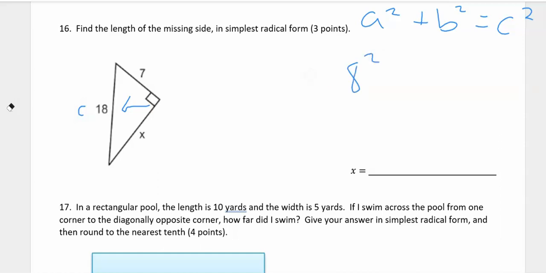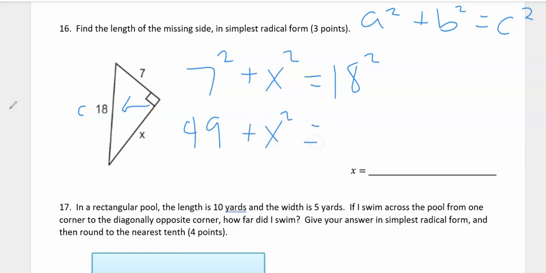18 squared. That's a little sloppy. There we go. A and b are the other 2 sides, the 7 and the x. It does not matter which one's which. You could write this x squared plus 7 squared. It means the same thing. Okay, 7 squared is 49.